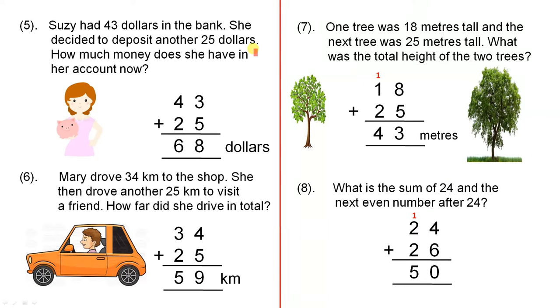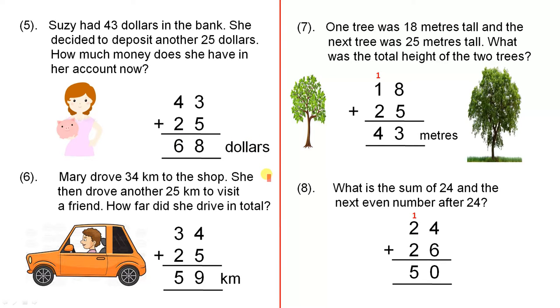Susie had $43 in the bank. She decided to deposit another $25. How much money does she have in her account now? So if she started with an initial amount and then she put some more in, deposit means you put money in, that is definitely addition. So 43 plus 25, 3 plus 5 is 8, 4 plus 2 is 6, $68.